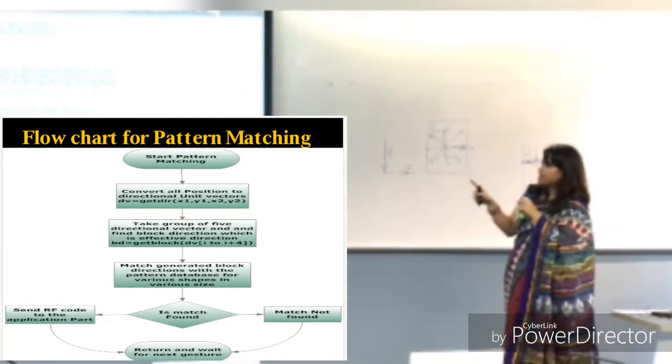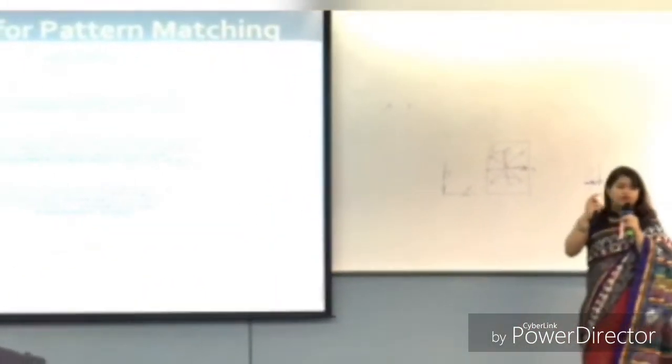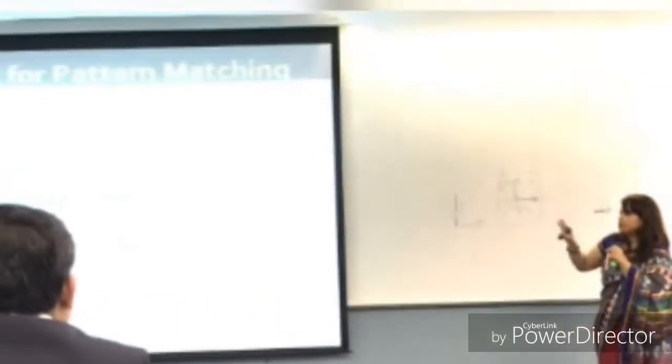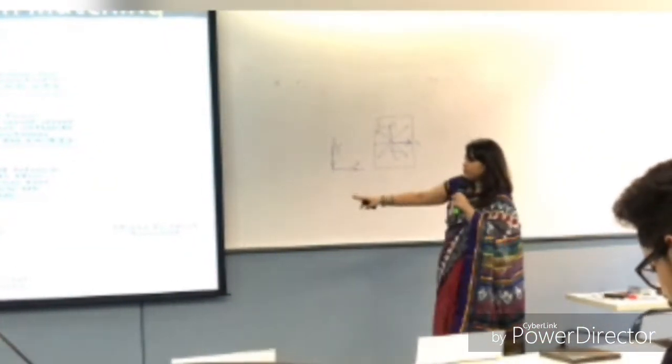Then match the generated block direction with the pattern database for various shapes in various sizes. You can see the match is generated between what is fed and what we are giving. Those have to be matched from the database, and we get various shapes and sizes. If the match is found, we send the RF code to the application part. As I told, we have a transmitter part and a receiver part. If a match is not found, we wait to generate the next one.